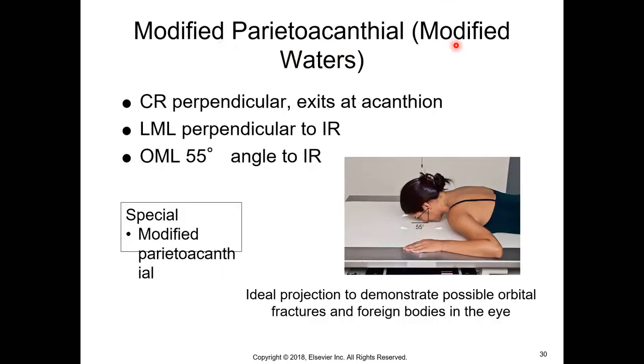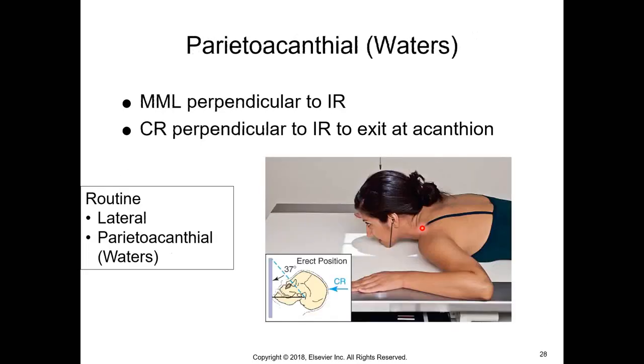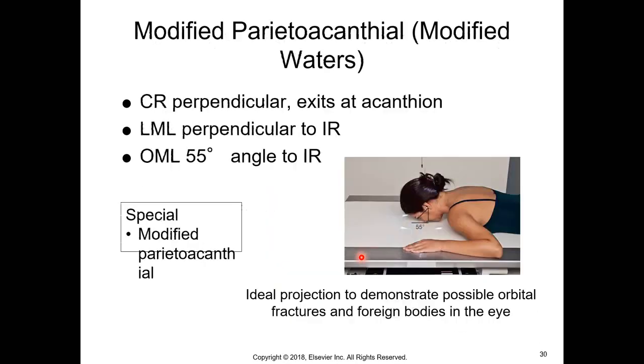Your modified Waters is just like a Waters, except now your nose is touching the image receptor. So if we go back, notice how the nose is not touching the image receptor. But in the modified Waters, the nose is touching the image receptor, and your OML is now creating a 55-degree angle to the image receptor.